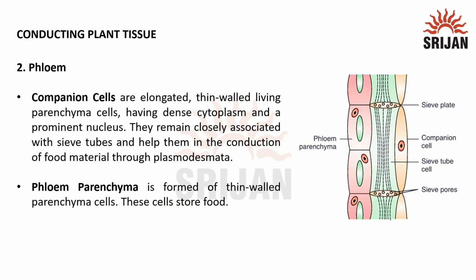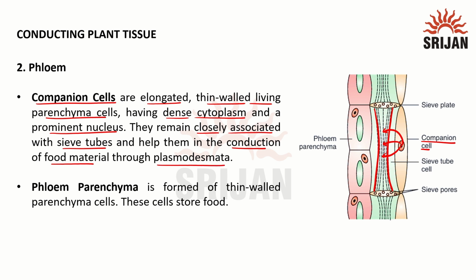Next cell is the very important cell known as the companion cells. So companion cell is important for the functioning part of the sieve tube, because as we can see here, sieve tubes do not have a nucleus. So these companion cells are elongated, thin-walled living parenchyma cells. They are typical plant cells having dense cytoplasm and a prominent nucleus. So the nucleus of this companion cell will help in controlling the functioning of the sieve element. So they remain closely associated with sieve tube and help in conduction of food materials through plasmodesmata.